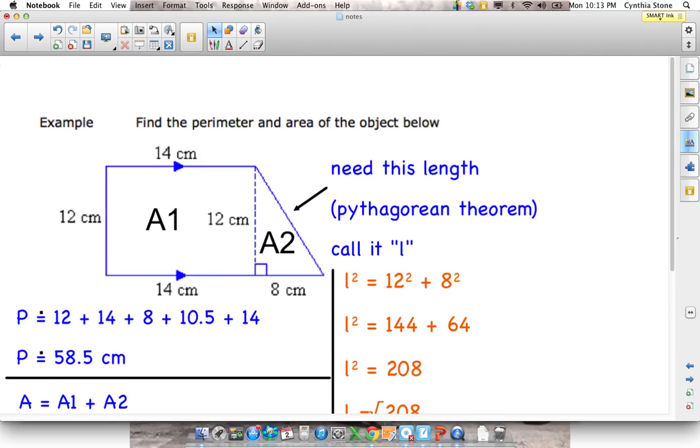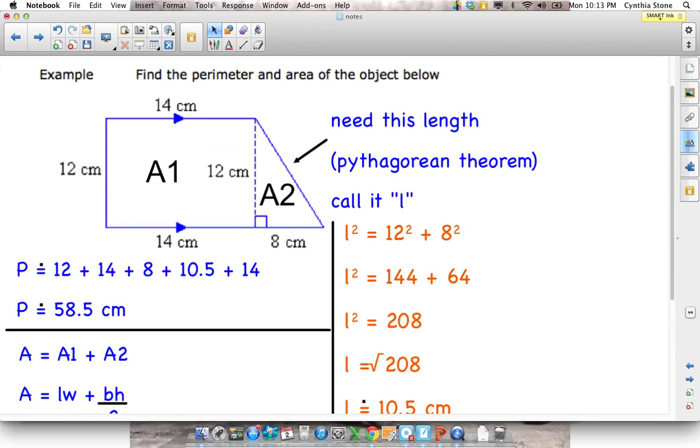Okay, one more example for this note. Another composite figure. This time it's a rectangle and a triangle. And if I want to find the perimeter, I need this length. And you're going to see this so many times in this unit. There's a reason we did Pythagorean theorem first. If I want to find this distance, I need to use Pythagorean theorem to do it. So this is the orange, and that's what you should focus on first.